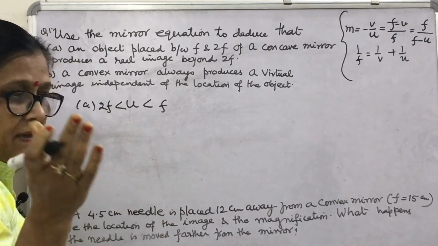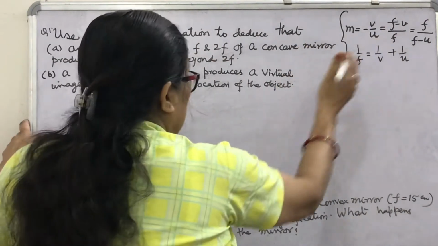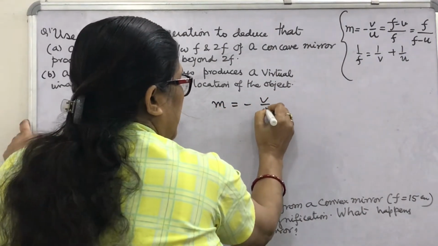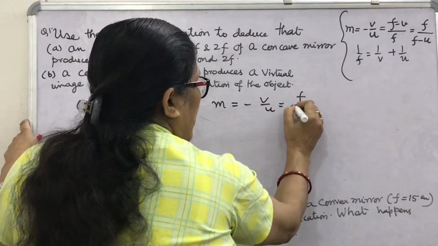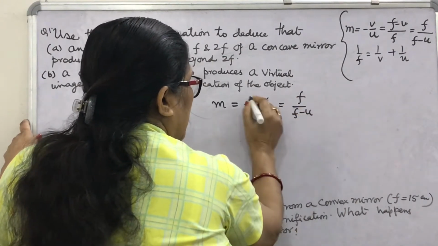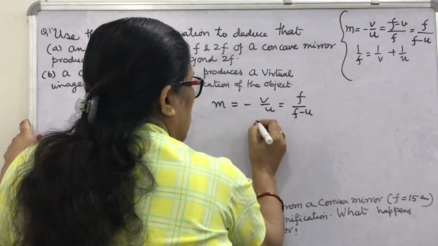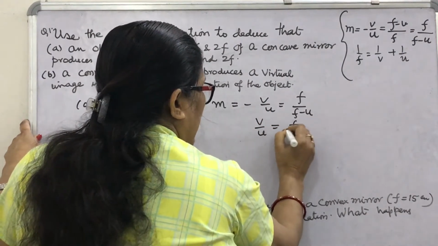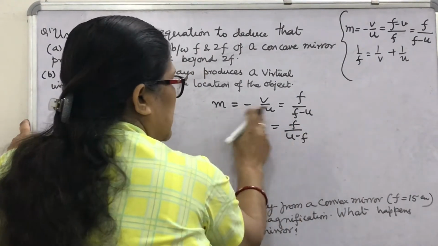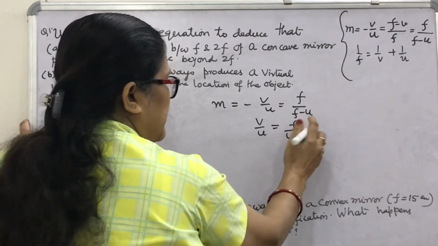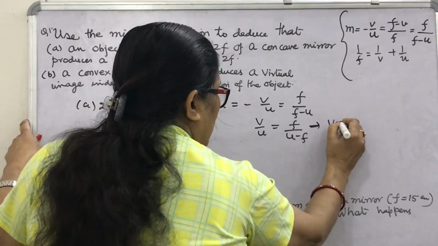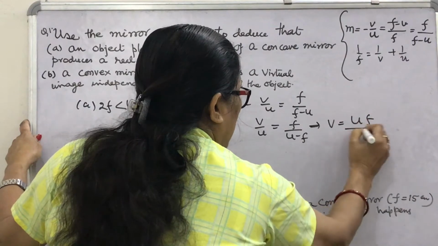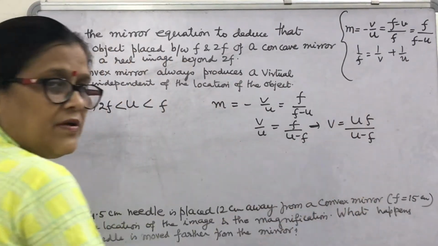Now what happens from the mirror equation? If you see, M can be written as minus V by U, and also as F upon F minus U. If we use these two relations, then we can write V by U as F upon U minus F, since the minus sign is multiplied with minus. So we can write V equal to UF upon U minus F.